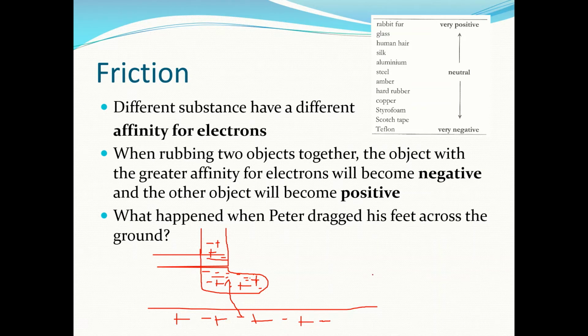Or the other thing that could happen is that the ground could have the higher affinity for electrons, and what happens is those electrons go into the ground and he would become positive in that situation. So one becomes positive, one becomes negative.